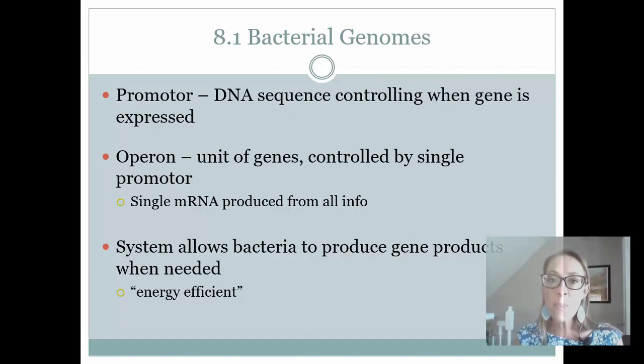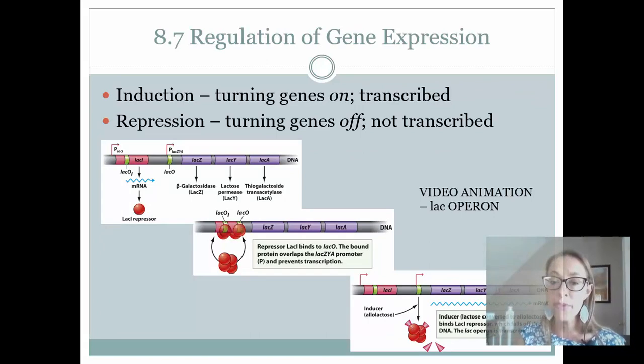So when we have an operon, this promoter that controls multiple genes, what's going to happen is that when it is induced, when it's turned on, we will make one single messenger RNA from all of those genes, and then we will translate those proteins as we need them. What this system does is it really allows bacteria to be energy efficient. If they don't need certain gene products, they're not going to express those genes. So they'll have them turned off. We say that they are repressed.